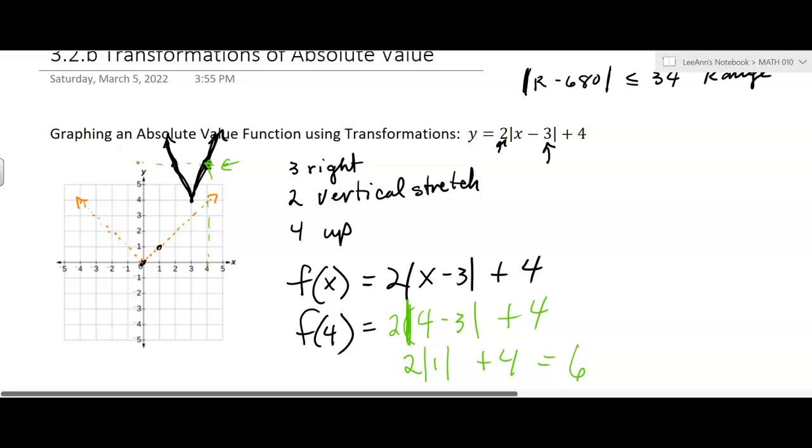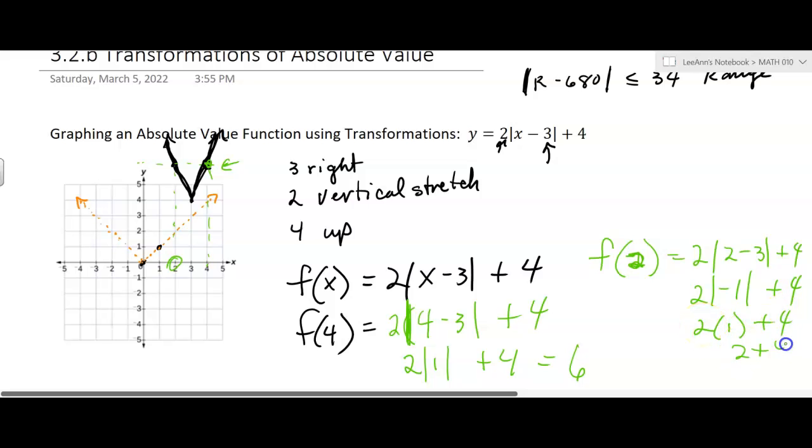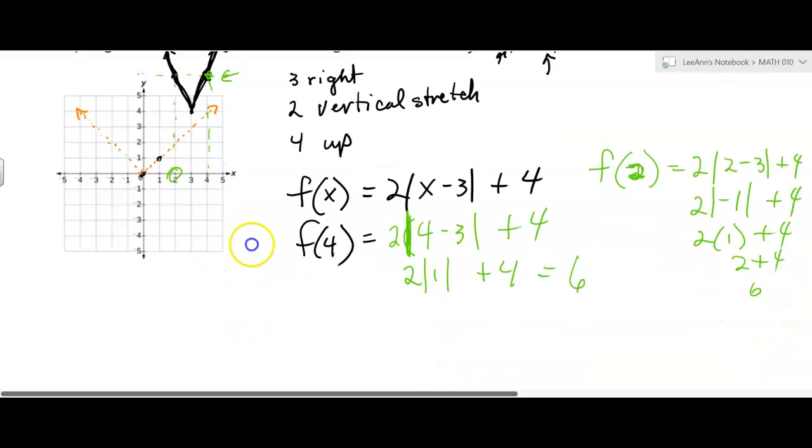Okay. And if you put in 2, you should get 6 as well. Let's do that. f of 2. You'd have 2 times the absolute value of 2 minus 3, which is negative 1, plus 4. But the absolute value of negative 1 is 1, and 2 times 1 is 2. 2 plus 4 is 6. Okay? You could do more of that with ordered pairs, but that's how it graphs using the transformations.